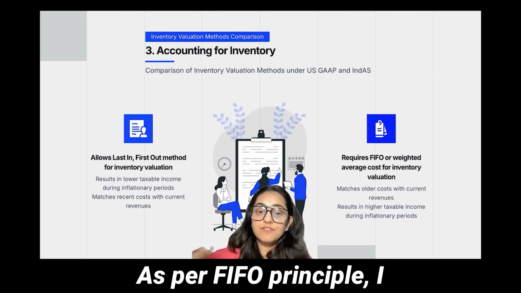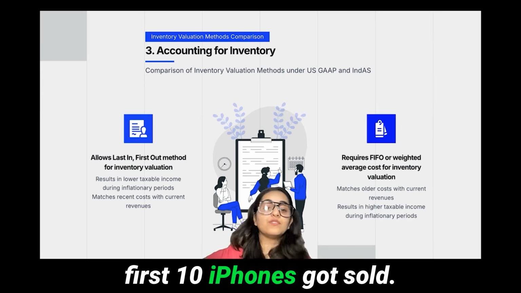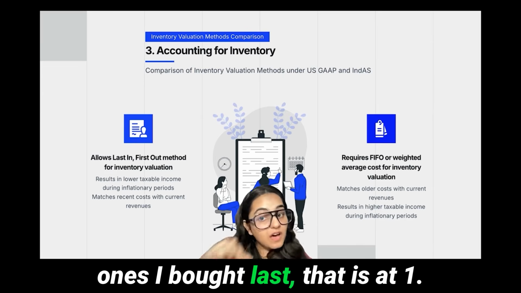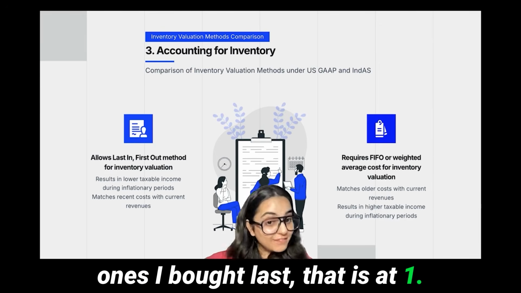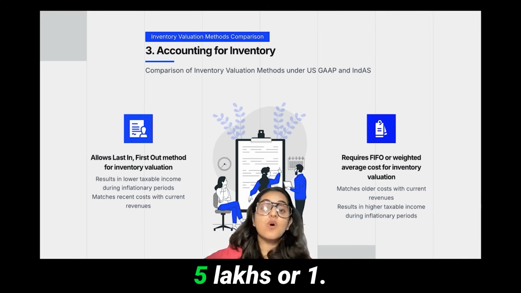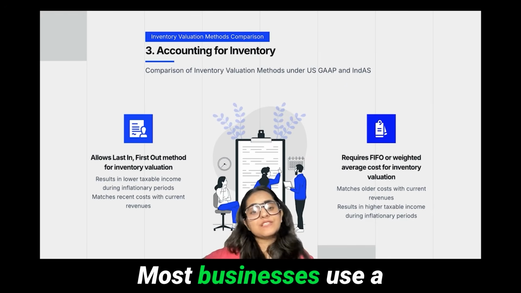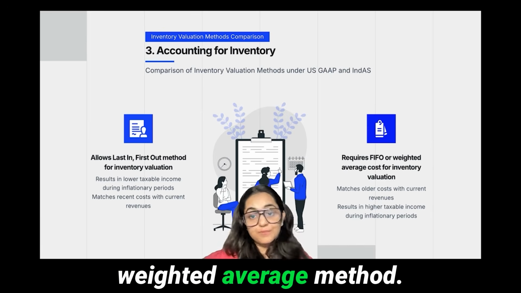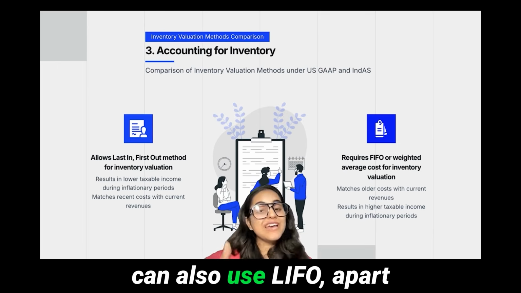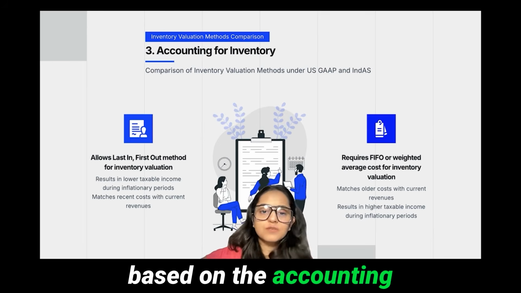As per the FIFO principle, I must assume that the first 10 iPhones got sold and the unsold ones are the ones I bought last, that is at 1.5 lakhs. That means I can use 1.5 lakhs or 1.25 lakhs as the value. Most businesses use a weighted average method. Under US GAAP, you can also use LIFO apart from the above methods, based on the accounting policy of the company.